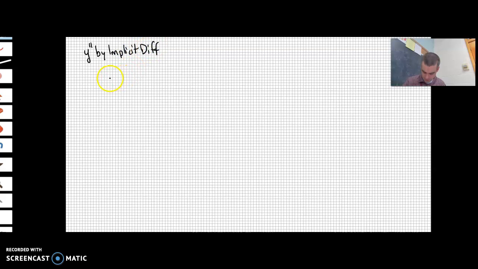And let's do it with x to the third plus y to the third is equal to 1. So when I do this, what do I have to do here? Well, my first step is just to find dy/dx. In order to get to y double prime, I've got to get to y prime. So this is 3x squared plus 3y squared is equal to 0.